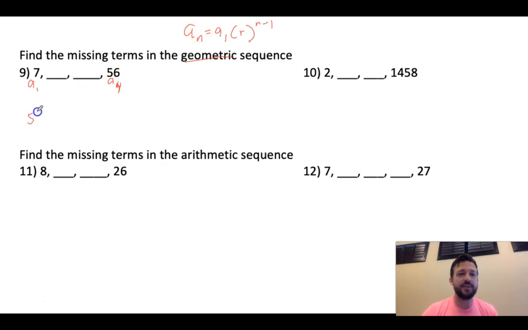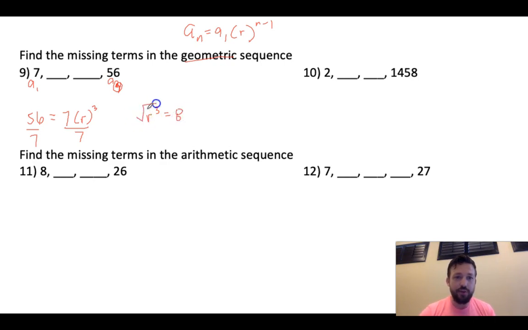a_4 is going to be 56 equals the first term, 7. The ratio is what we need, because if we can find the ratio, then we can just multiply until we get to 56. Honestly, you might see it already. Then we did it for the 4th term, so it's going to be 4 minus 1, so this is going to be raised to the 3rd power. First divide by 7. So we get r cubed equals 56 divided by 7, and that's going to give us 8.